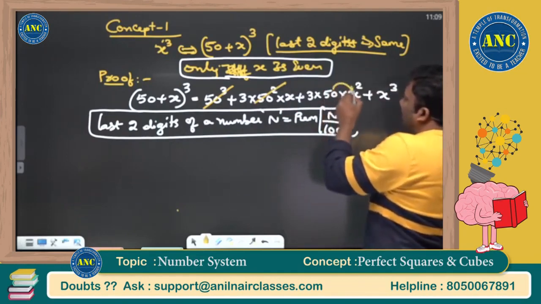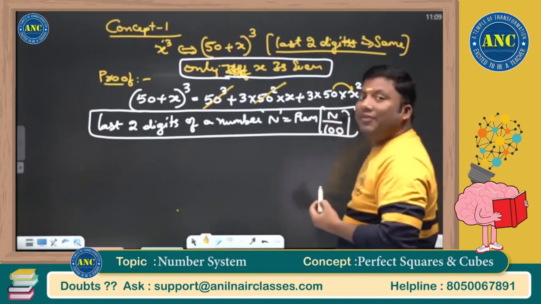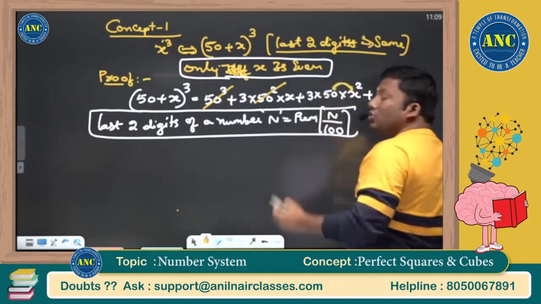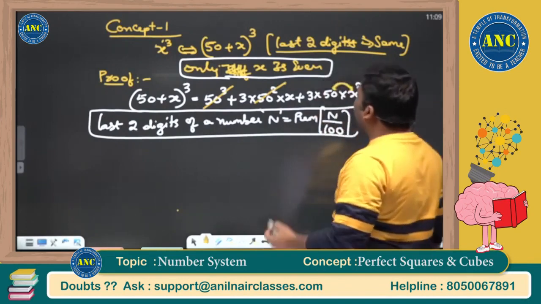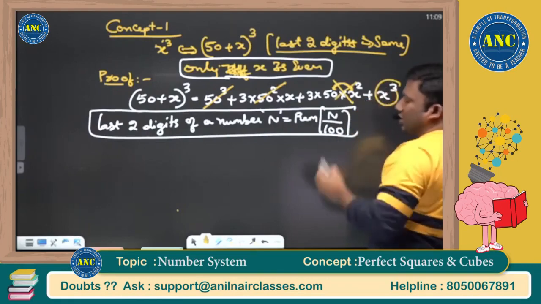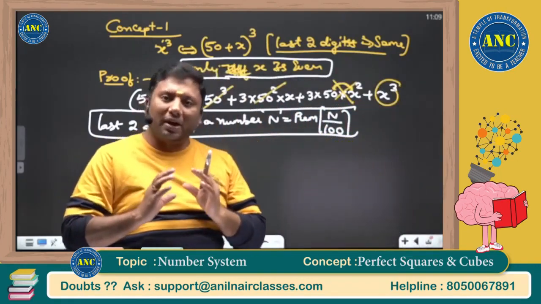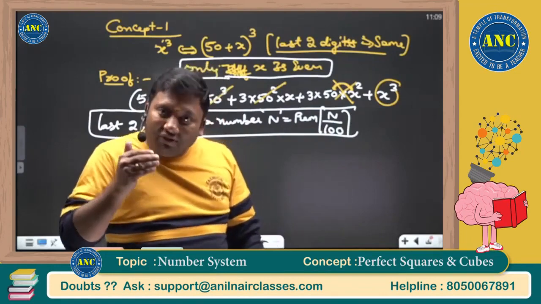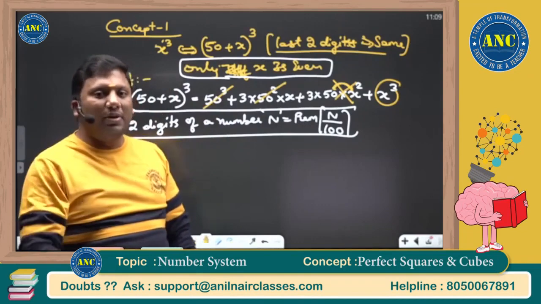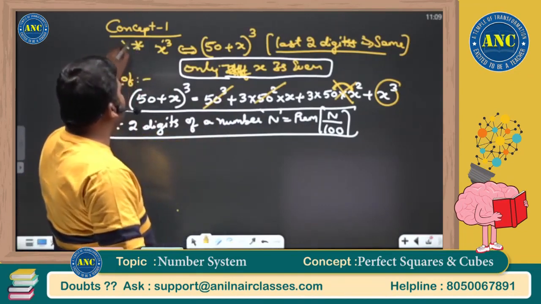Then 50 into x, where x is even. An even number squared is divisible by 4. 4 into 50 is 200, which is divisible by 100. So what is left here? x cube. Extremely important point: you take a number, cube it, add 50, so 50 plus x whole cube and x cube have the same last two digits, only if x is even.